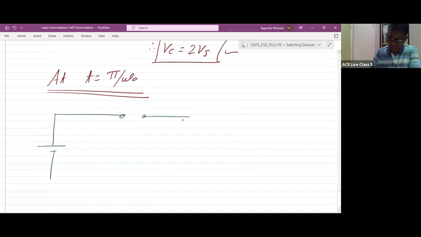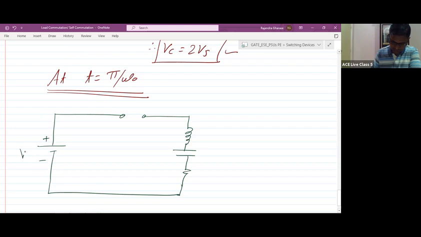First of all, current is 0, so the thyristor will act as an open circuit. We have the inductor, the capacitor, and here is the load. This voltage is Vs, and here is the current IT. This is Vt, inductor L, capacitor C. The capacitor has charged to the voltage of 2 Vs, and this is the RL.